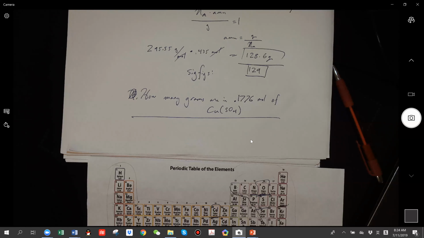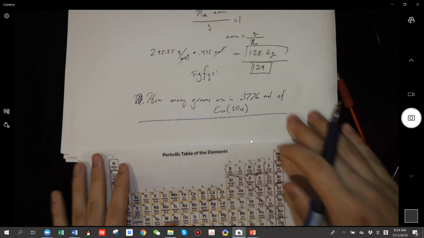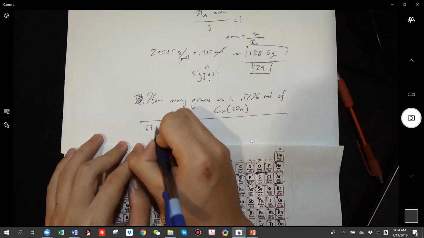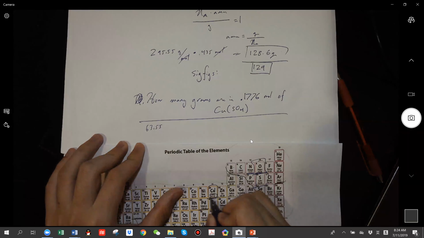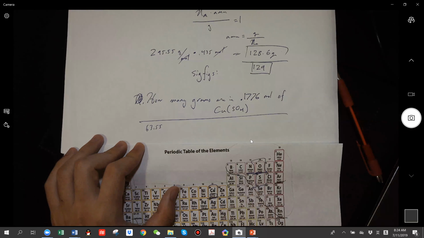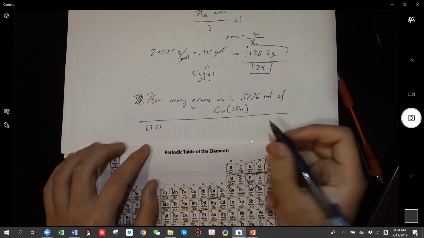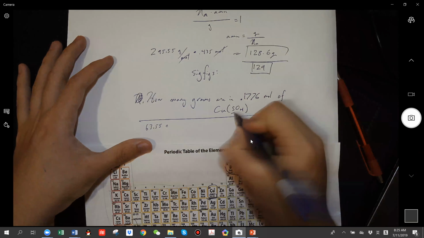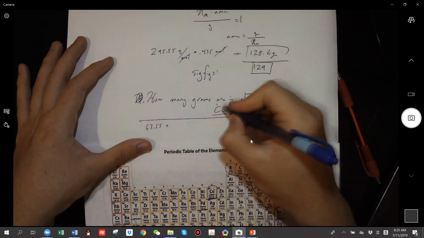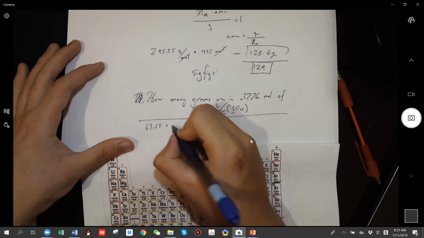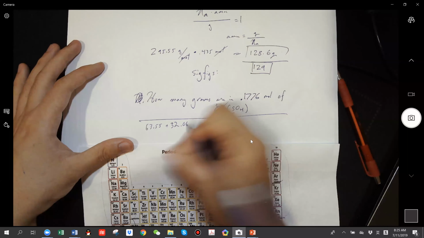So the first step is to find the molar mass of copper sulfate. How do we find this? We do 63.55. We look at the number on the periodic table at the bottom part of the square, and then plus. So we need one sulfur. There's one copper, so we've handled that. So now we need one sulfur, so plus 32.06.